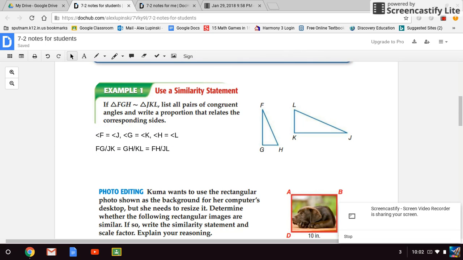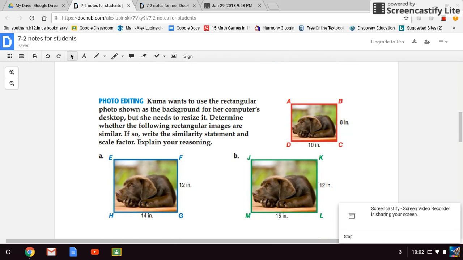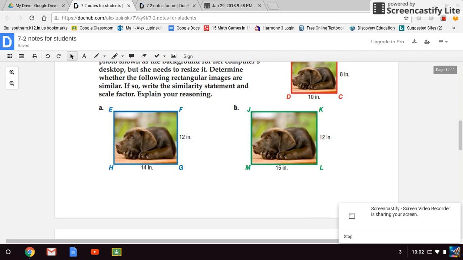Let's do more. So we have a cute puppy. Kuma wants to use a rectangular photo shown as the background for her computer, but she needs to resize it. Determine whether the following rectangular images are similar. If so, write the similarity statements and scale factor. So to start off, we need to figure out the scale factor.